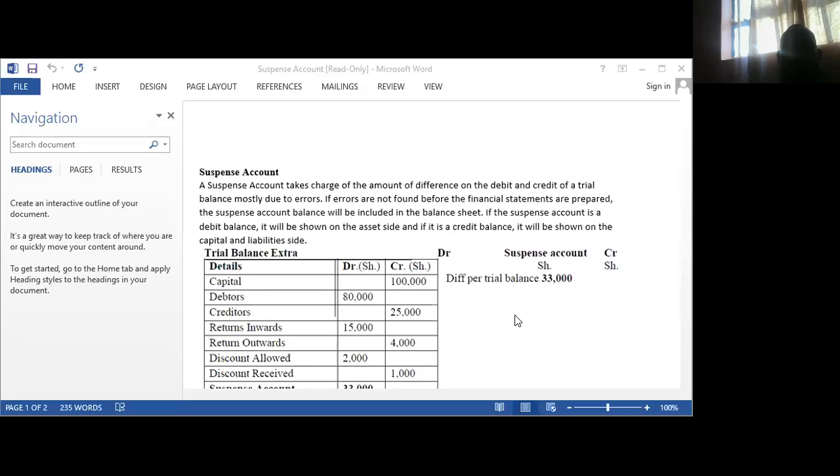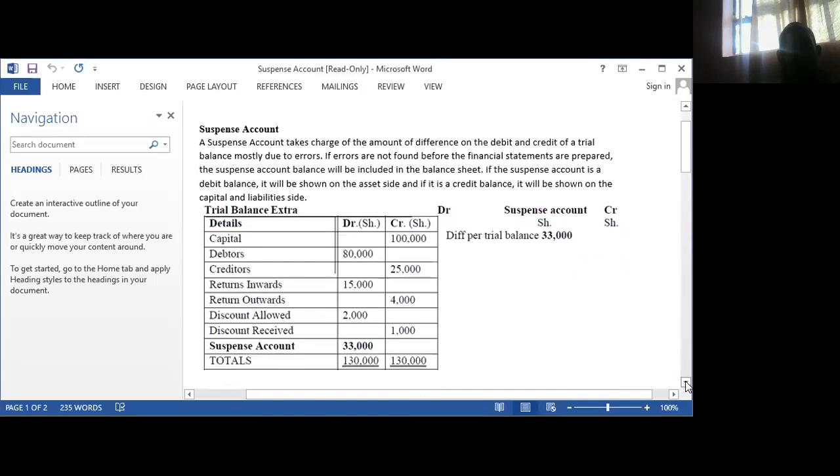Once a trial balance has been drawn and you find that the totals of the trial balance don't agree, like in this case, this is a trial balance and the totals of this side and this side were not agreeing, then it simply means that there was that 3,000 that was making the two sides not to agree. This 3,000 is now inserted here to the suspense account, which is actually the difference between the two sides.